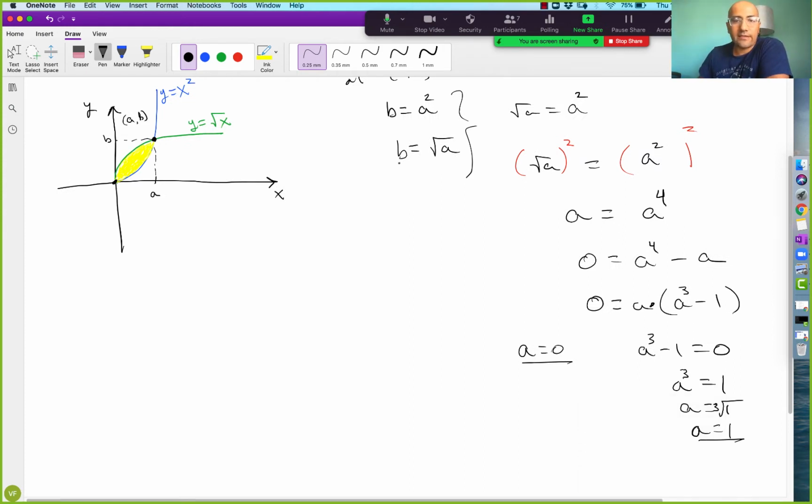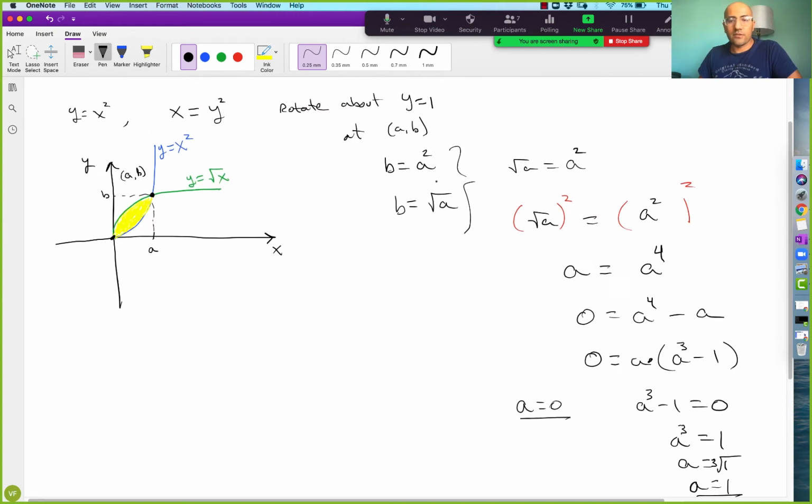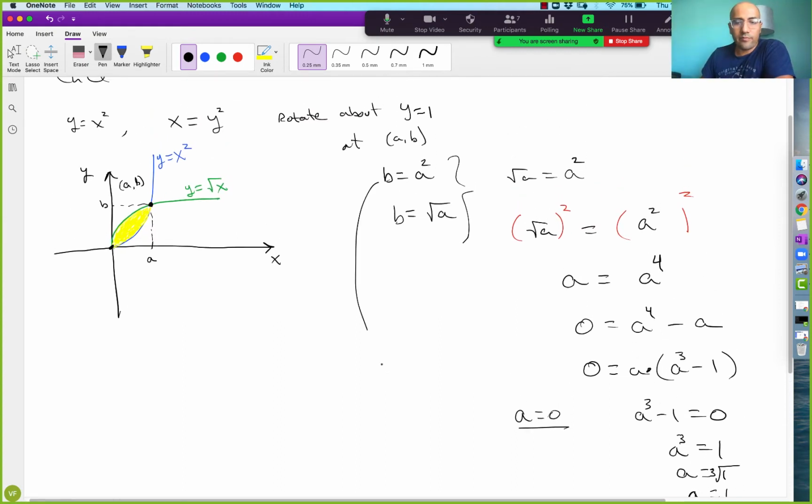And now we can go back to our other descriptions. So say, for example, from here, we can get that b equals a squared. So b equals 0 squared is one answer. So b equals 0. That's how we get the point 0, comma 0 as one solution.